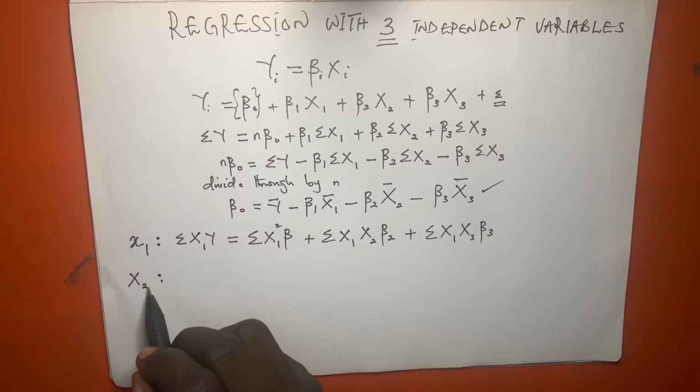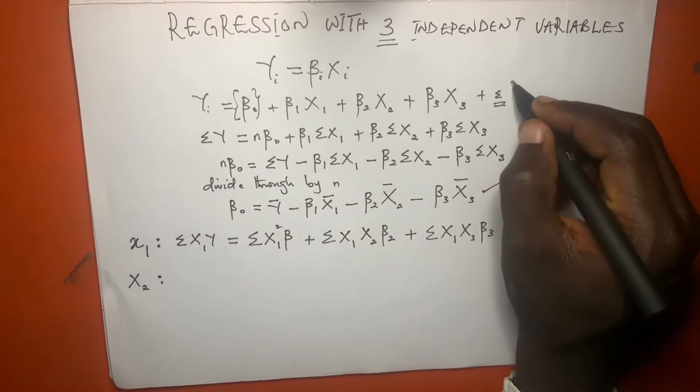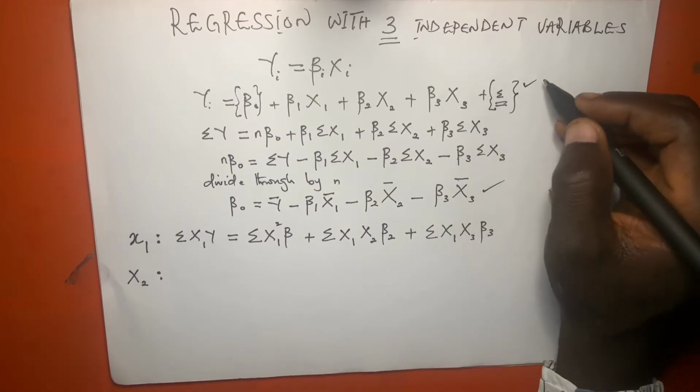Now for x2, we want to use x2 to multiply all of these besides beta naught. We are not dealing with the error term, so in this video we are not considering the error term.